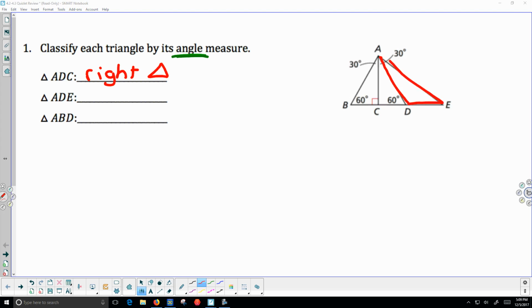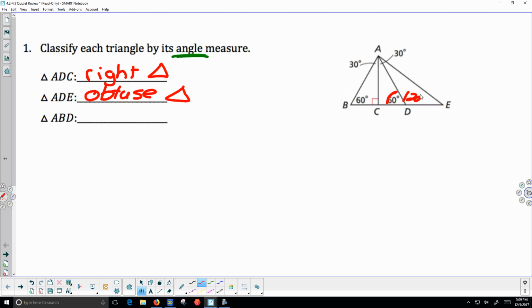All right, it's that triangle right there. And, well, okay, let's think about this. If this guy is 60 degrees, this guy has to be 120 degrees. That's an obtuse angle. We only need one obtuse angle to be able to call the triangle an obtuse triangle.